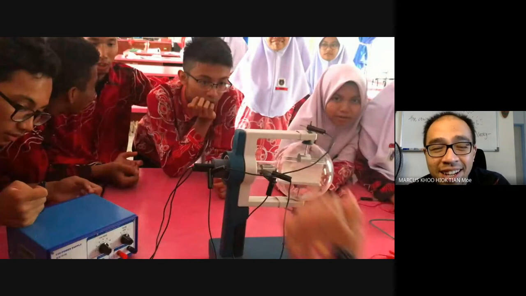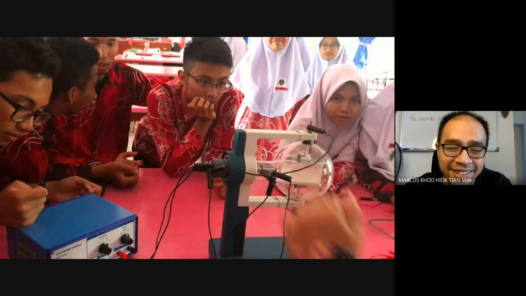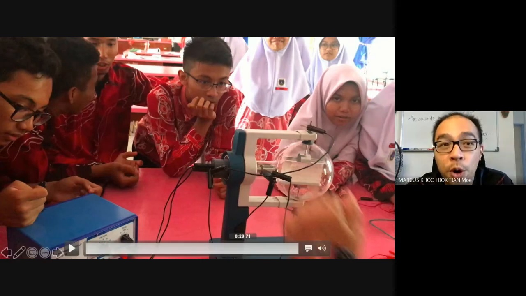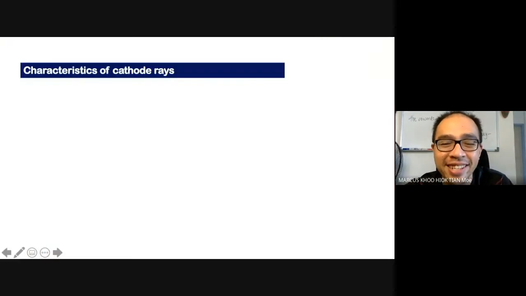Okay, so obviously when you combine a magnetic field and electric field, there is going to be an effect. Oh my goodness. So these are the characteristics of cathode rays based on these two experiments.